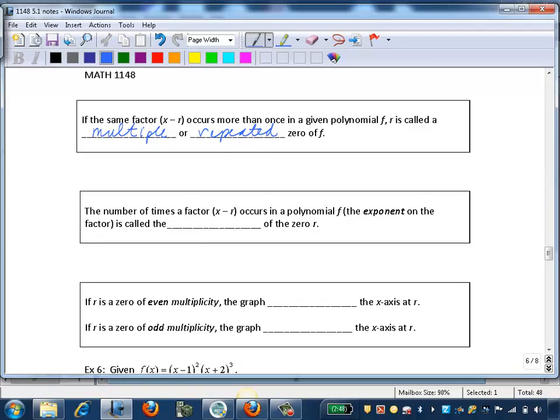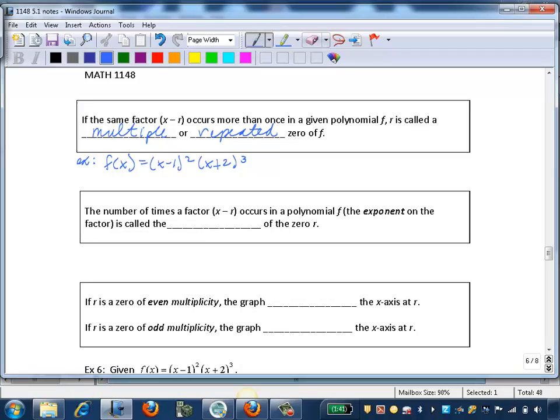For example, if we have a polynomial function, f of x equals x minus 1 squared times x plus 2 cubed, we can see that the factor x minus 1 is squared, so we can say that it occurs twice in this polynomial function. And then x plus 2, that factor is cubed, so we can say it occurs 3 times in this polynomial function.